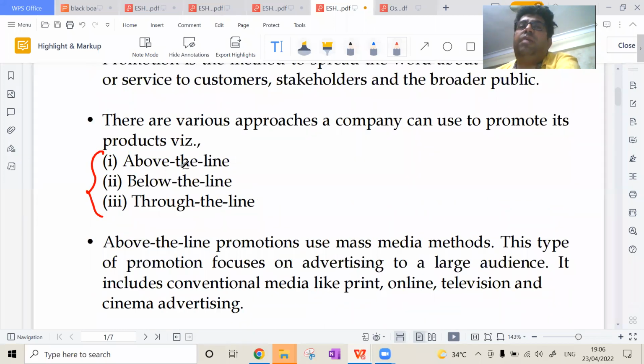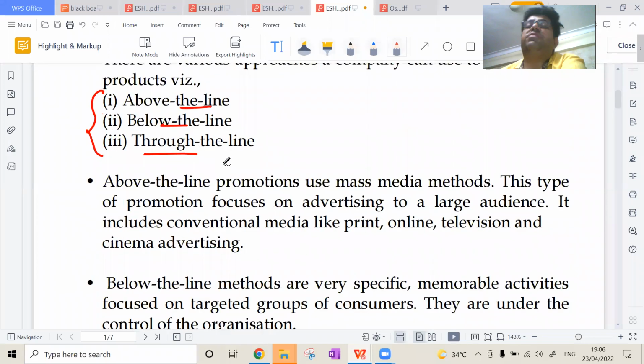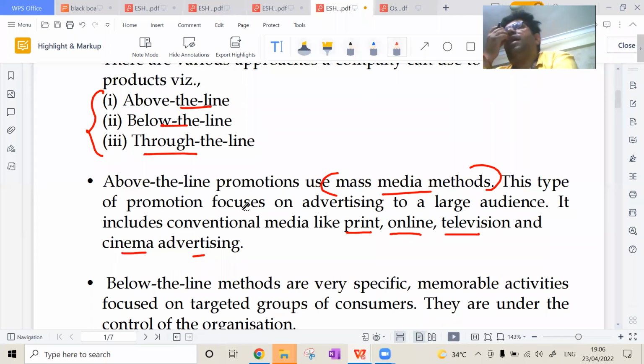What are the strategies: above the line, below the line, and through the line? Now, beta, above the line is when you are using mass media methods to promote your products. Suppose, for example, I am going for print media, online media, television, cinema advertisement. Like when we go to the cinema and an ad for Manyavar is running there, that will be above the line. When we go to a movie and an advertisement comes up at the time of the cinema, that is above the line.